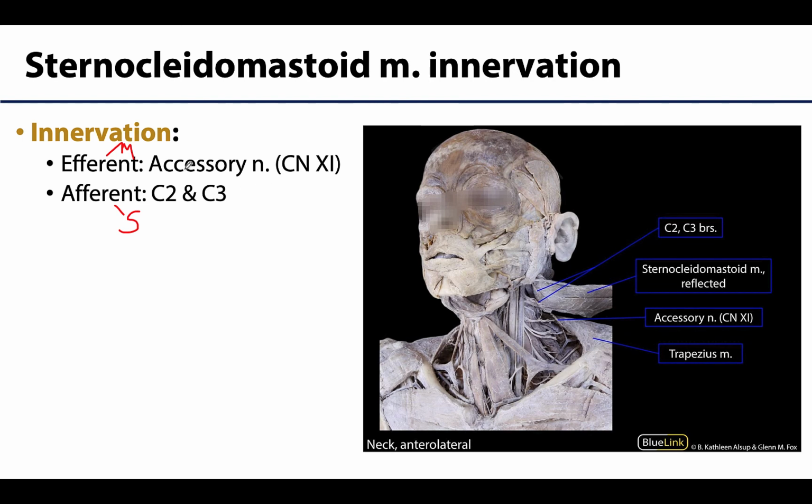So the efferent innervation will be the accessory nerve, or cranial nerve 11. And this is a purely motor or efferent nerve, so it makes sense that it cannot provide any of the sensory innervation or that proprioception, or just being aware of the location of this muscle or if it's contracting. And it will get those afferent fibers from fibers of the cervical spinal nerves of C2 and C3.